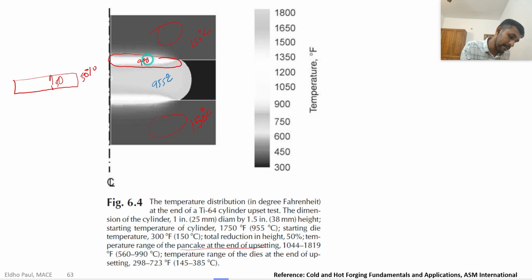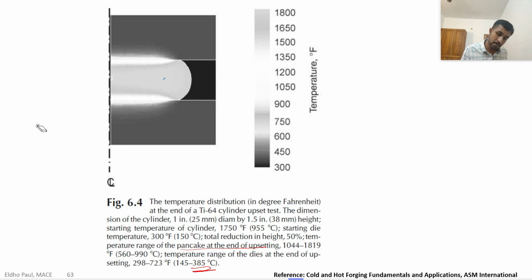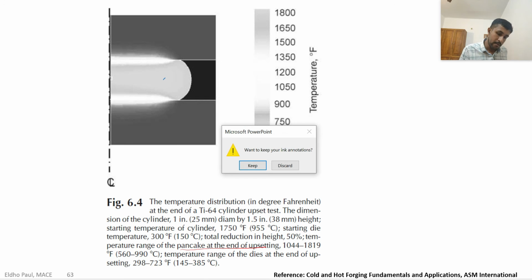And what about the die? Initially it was 150, but it increased to 385. By the heat transfer from the workpiece into the die, the temperature of the die increased from 150 to 385, and the temperature of the workpiece increased from 955 to 990 degrees Celsius in this hot forging. So there will be a temperature increase in the die as well as the material. I already explained the sources of this heat. So that is about this metal forming area.